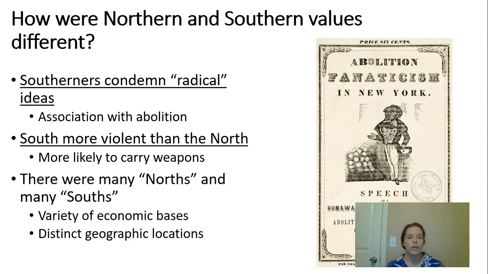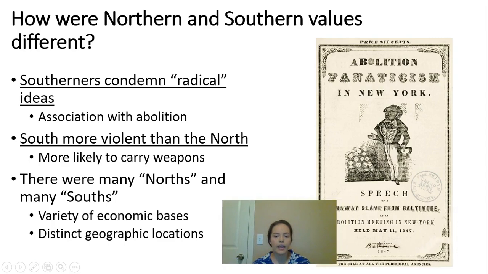So again, just looking into some differences in Northern and Southern values. The Southerners are going to condemn any radical ideas, so again, any ideas that are associated with abolition. Again, they're very comfortable in what's already working for them, what they've already established as their culture, their economic principles and their ways of sustaining themselves. And so any challenge to that, they're immediately going to ignore, or they're immediately going to combat with, well, this is what is already working for us. Whereas the North, they're definitely more open-minded in discussing that challenge.